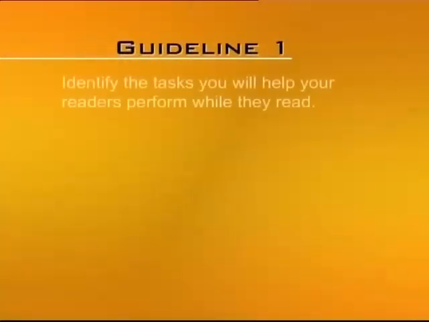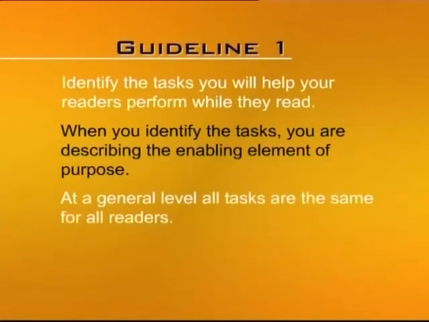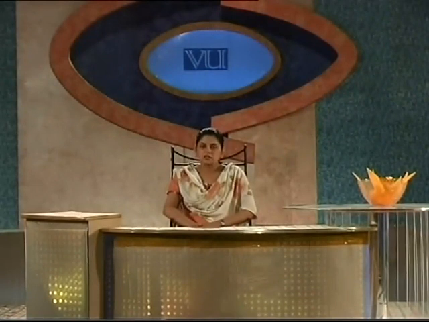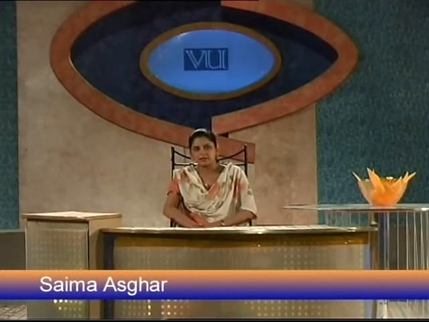Now, talking about identifying the tasks that will help your readers perform well while they read. When you identify the tasks, you are performing the enabling element of purpose. In the previous lecture, we talked of purpose, and we talked of the fact that depending on whatever purpose the readers are reading for, you have to enable them to perform that purpose better and to reach their goal better. You are the one, as the writer, who has to enable them, who has to help them fulfill the tasks of finding information, locating information, and understanding the information better.